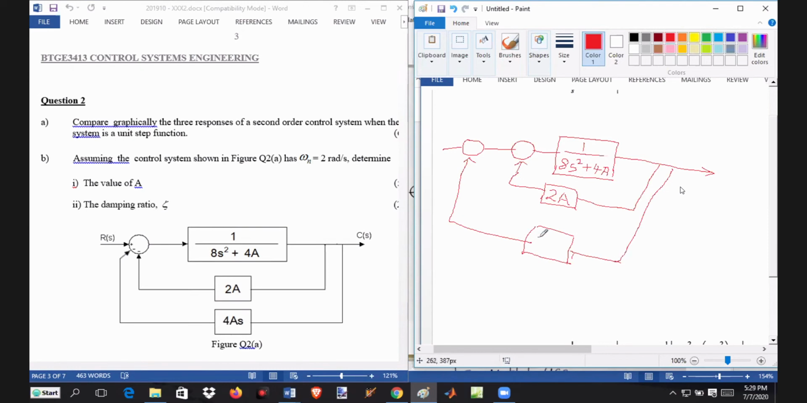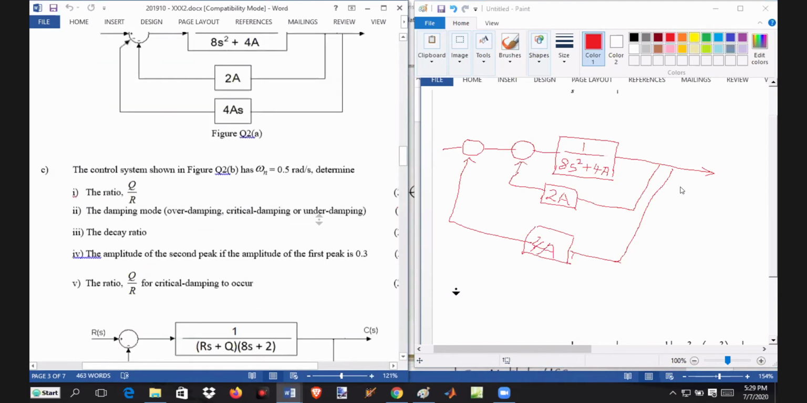This is 4a. The question asks you to find a. I think 90% of students get it. It's not difficult. 4a is like that. Now I want to replace the inner one, so I will do it like this.